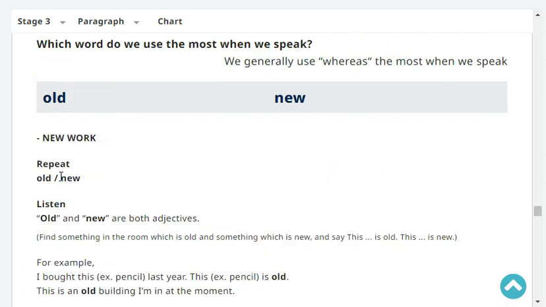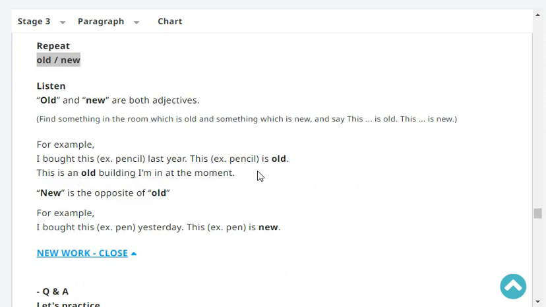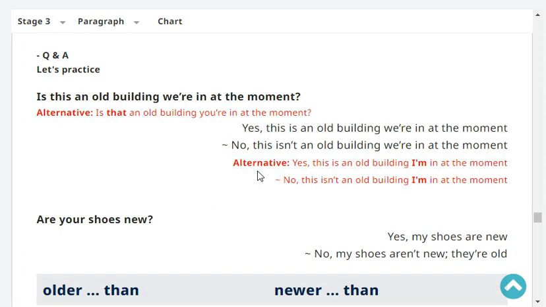Next, repeat. Old, new. Very good. Listen. Old and new are both adjectives. They're describing words. For example, I bought this pen last year. This pen is old. This is an old building I'm in at the moment. New is the opposite of old. For example, I bought this book yesterday. This book is new, but it looks old. Okay, very good. Let's practice.